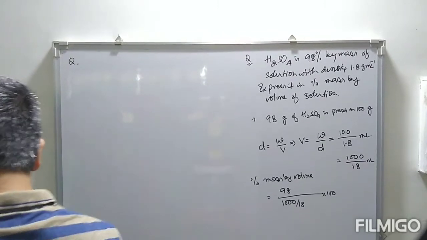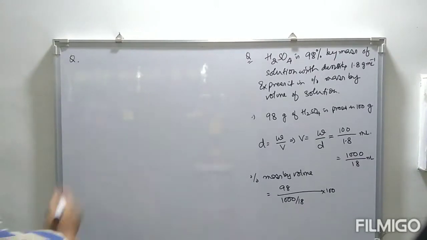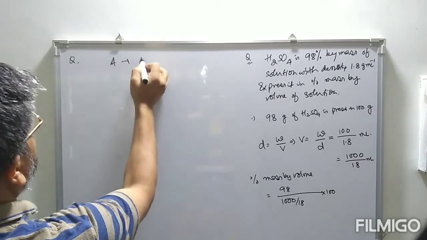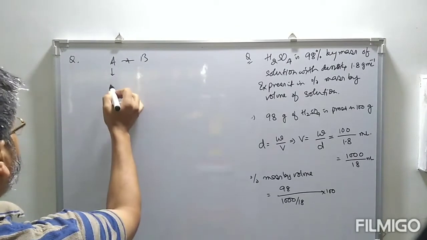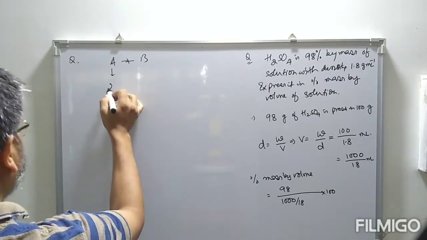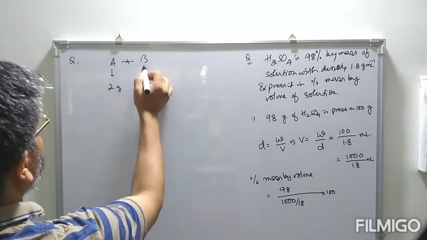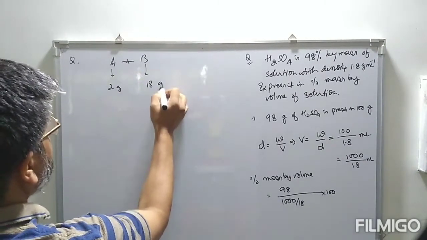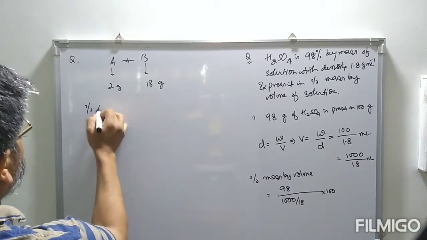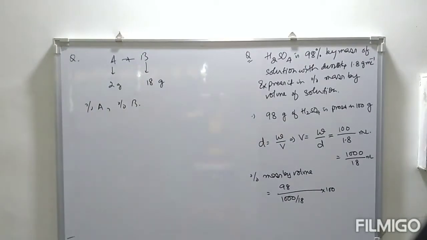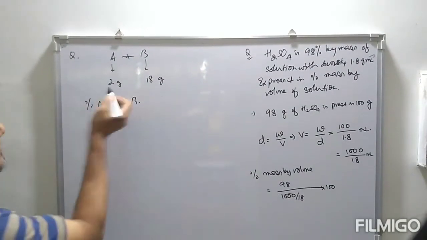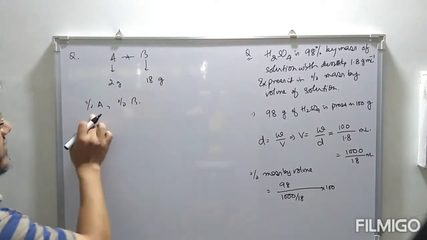A simple question. We have a mixture of A and B. A is 2 gram, B is 18 gram. So what is the percentage of A? First, the mass is given, so you have to find the mass percentage.